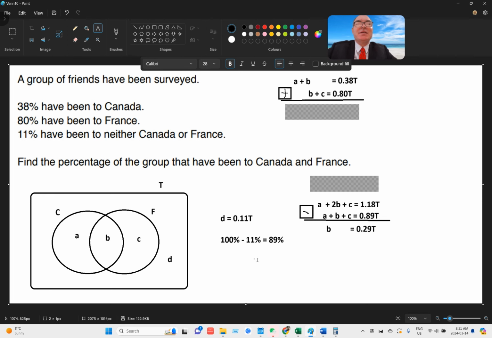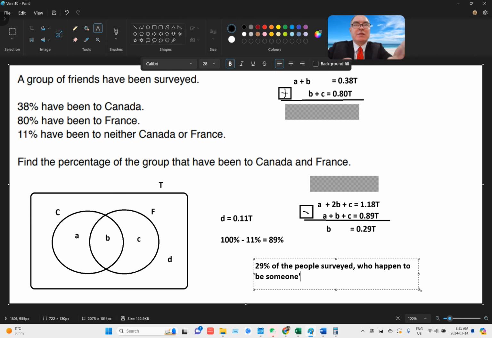So what's my answer? 29% of the people surveyed, who happen to be someone's friends, have been to both Canada and France. No problem. It's a Venn diagram problem that we solve with percents. The percent maybe threw us off for a moment, but just remember what percent means, and remember how we work with Venn diagrams. We've got to put something for our universal set, so we just put a T, because I don't know what it is exactly.